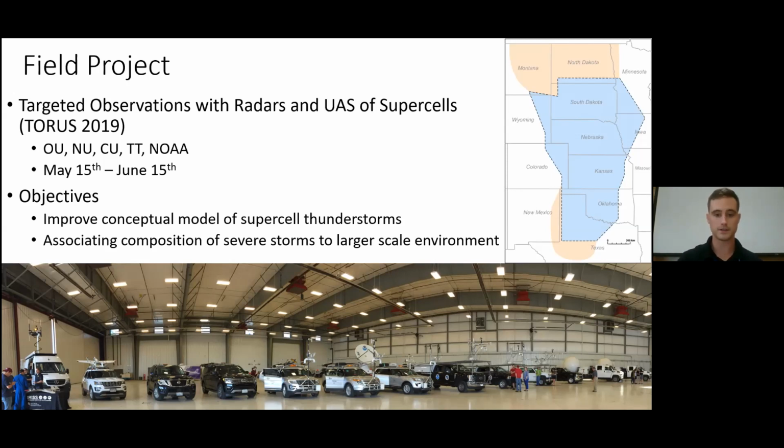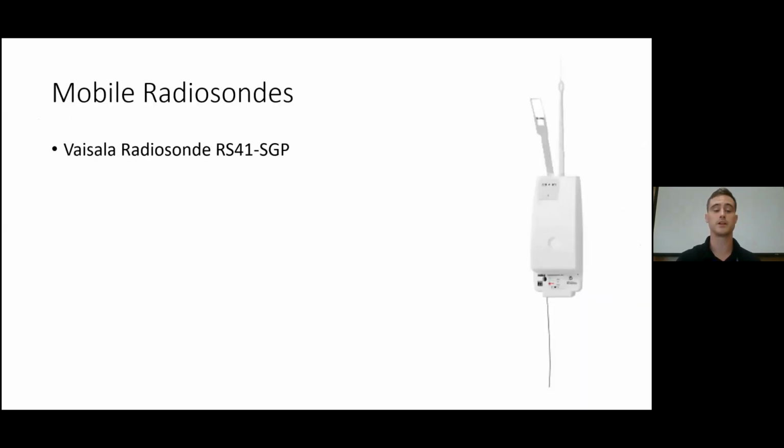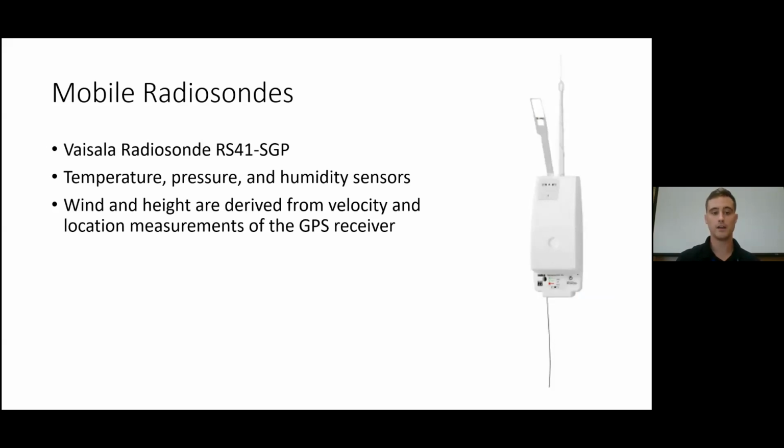Now, of all of these different observational platforms, I'll be looking particularly at mobile radiosondes, which were the Vaisala RS41-SGP, and they have temperature, pressure, and humidity sensors, and the wind and height variables are derived from velocity and location measurements using the GPS receiver.